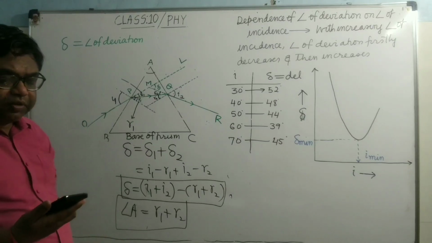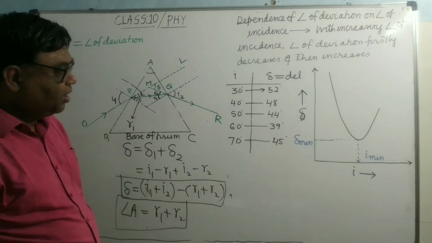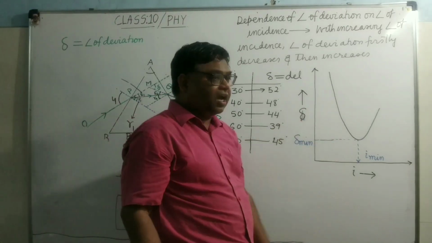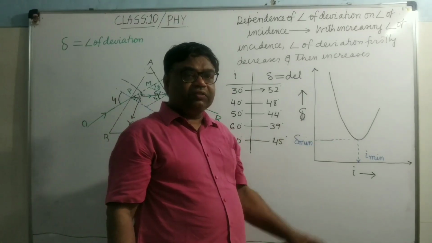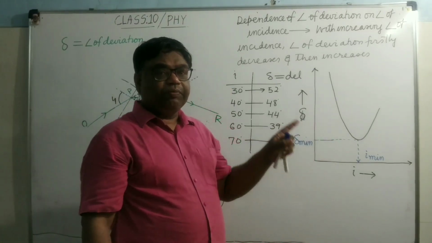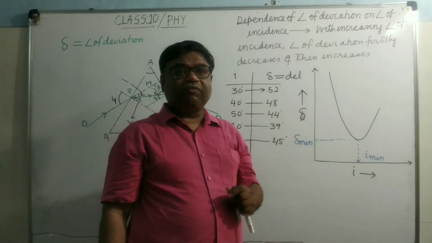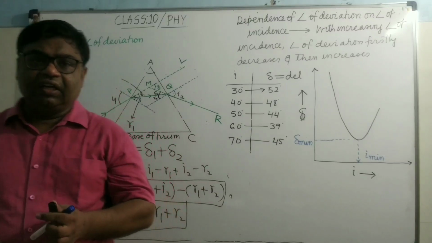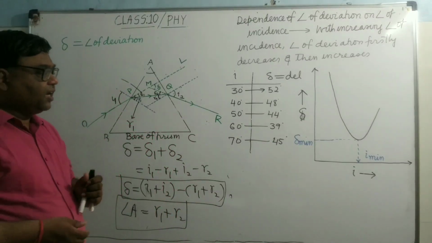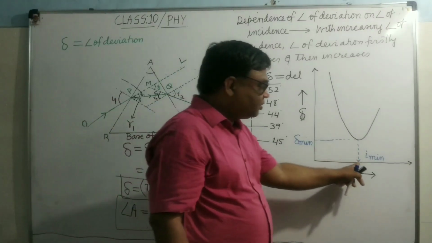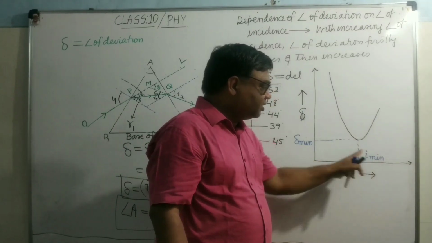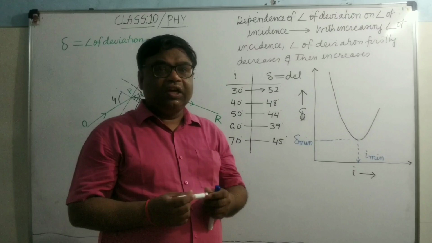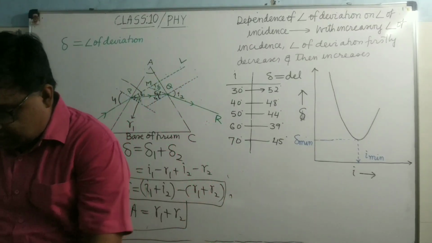This I minimum is a unique angle. Prism produces minimum deviation for a unique angle of incidence. Unique means one and only one. It's clear. But if the angle of incidence is other than this value, greater or less than this, what will be the angle of deviation? It will be more than del minimum.